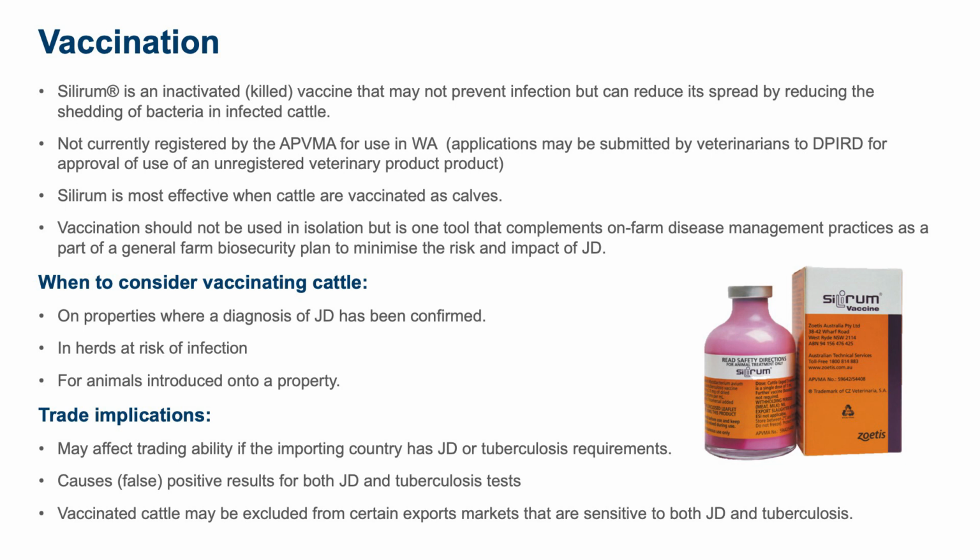It's also a legal requirement that all animals vaccinated with Silirum must be identified as Silirum vaccinated by applying a 3-hole punch, preferably in the outer third of the ear. The person giving the vaccine must ensure vaccinated animals are recorded in the National Livestock Identification System NLIS database as JD vaccinated.